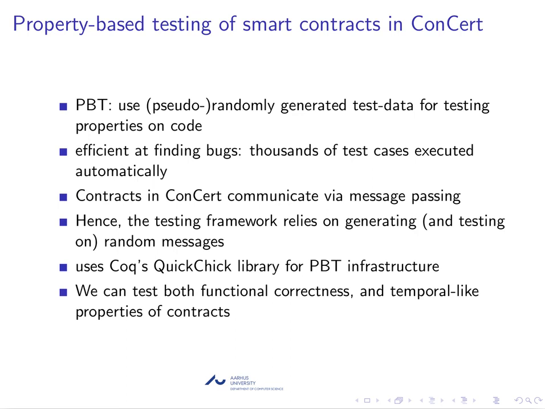Contracts in ConCert use the common message passing paradigm, where contracts send and receive messages and update their states accordingly. The property-based testing framework in ConCert relies on generating pseudo-random messages and then populating blockchain execution traces with these messages. These generated execution traces are then used for testing functional or temporal properties of smart contracts. See the paper for more details on how this works.